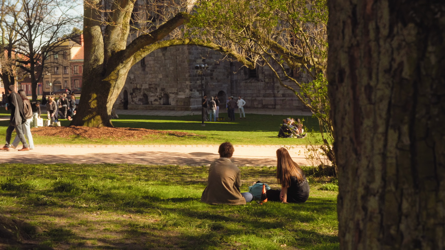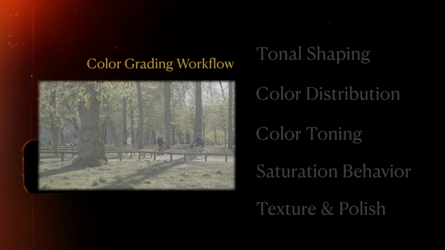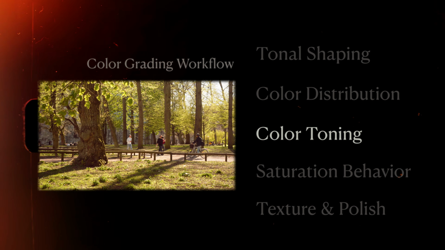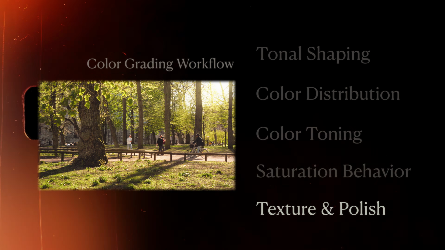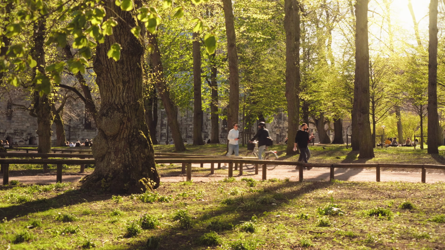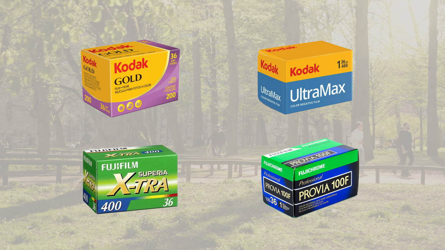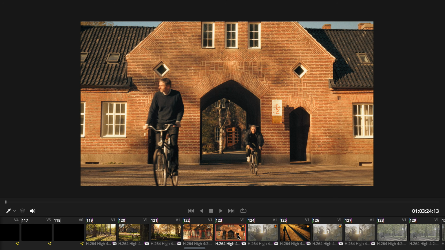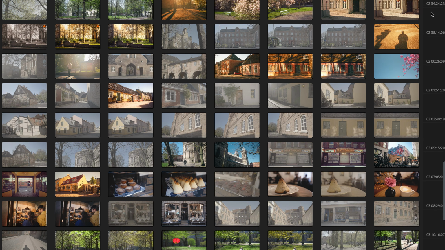And this is important. Building a convincing film look is really the result of many small decisions working together. Tonal shaping, color distribution, color toning, saturation behavior, texture, and final polish. So now, let's manually create several Kodak and Fuji-inspired looks. Then, we'll explore batch grading, because film isn't just one frame, it's consistency across the entire project.